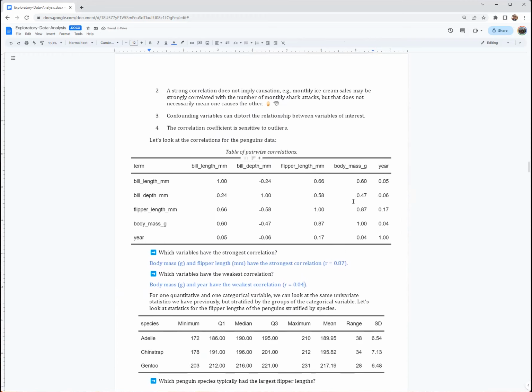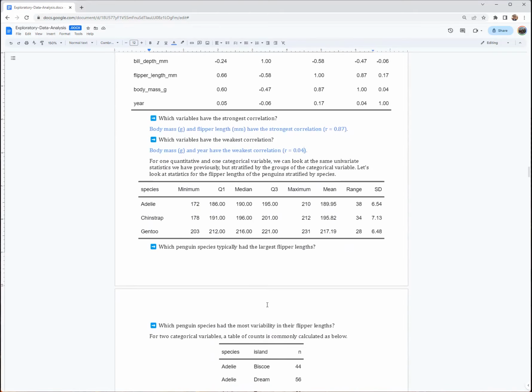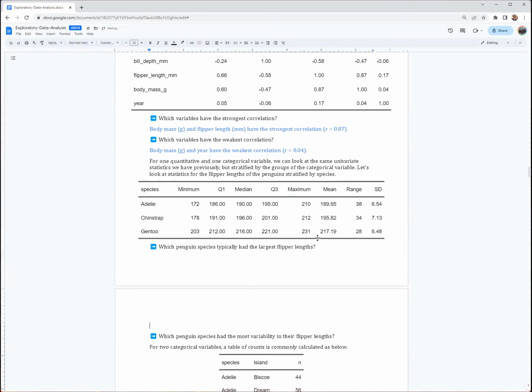So that's a common statistic we look at for two quantitative variables. For one categorical and one quantitative variable, commonly what's calculated are what we call group-wise summary statistics. So essentially the same summary statistics as before for one quantitative variable, but now for each of the different groups or levels of a categorical variable. Okay. So based on this, for example, we have the mean flipper length of the chinstrap penguins, the median flipper length of the Gentoo penguins, and so on.